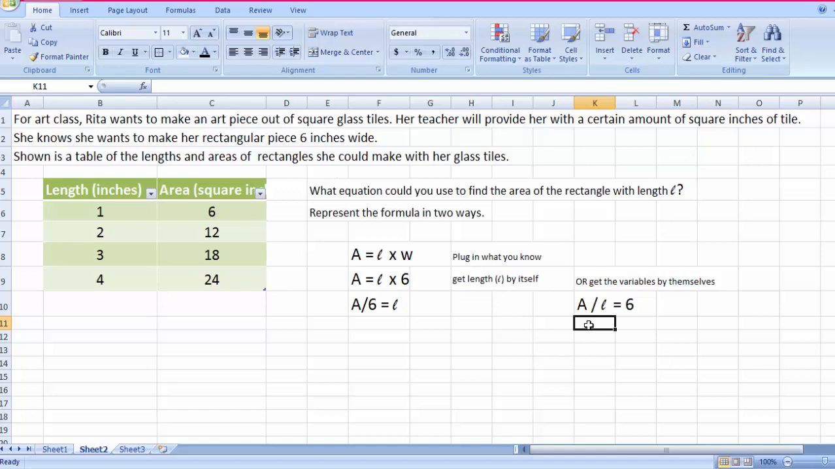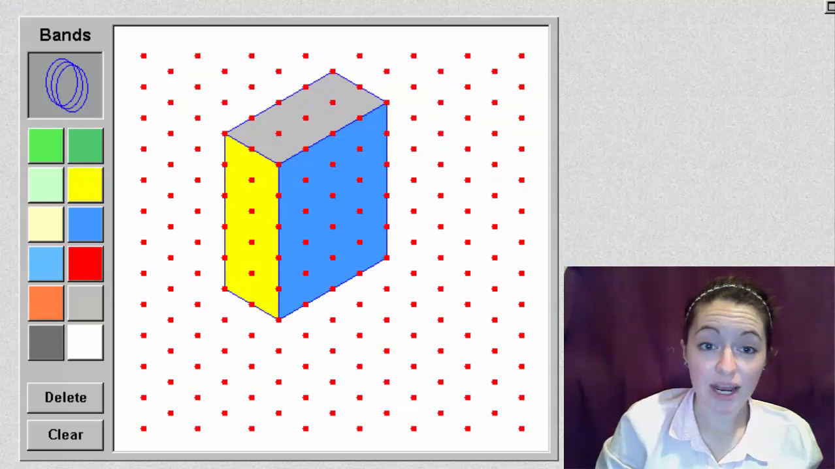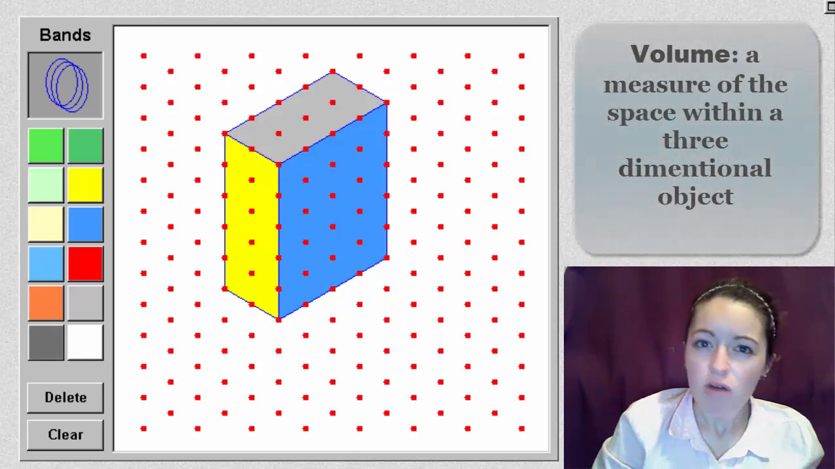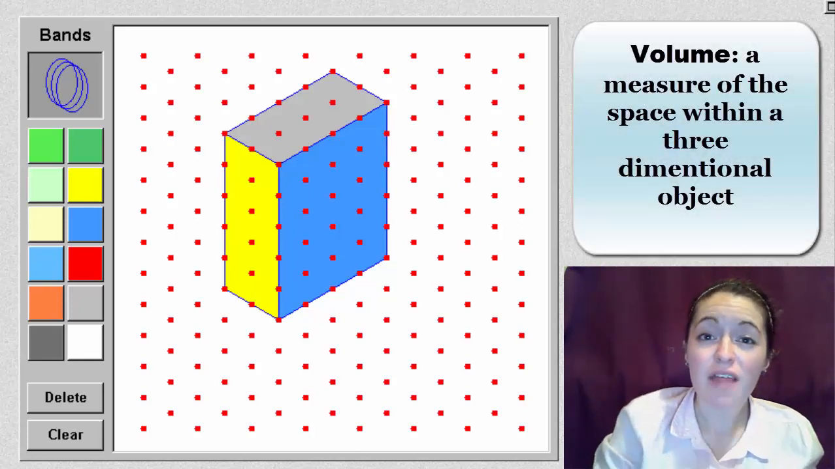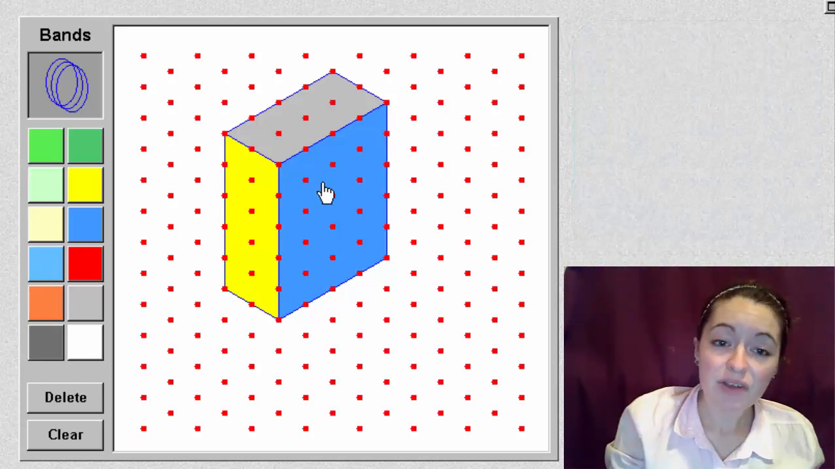So now we're going to move on to volume. So now I'm in my 3D geoboard and I'm talking about volume. Now let's talk about what volume is. Volume is a measurement of the space contained within a 3D object. So we need to figure out the measurement of that space.